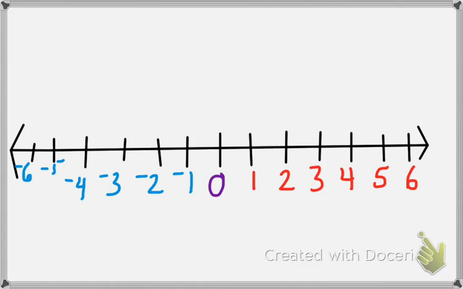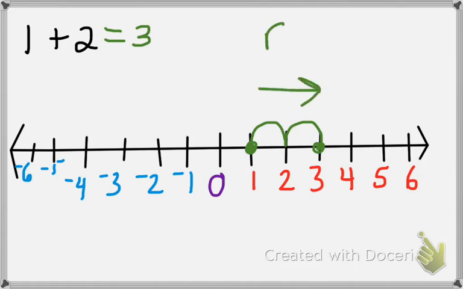Now, one thing that you have to know is this. Let's just say we are adding 1 plus 2. The first thing that you would do in this case, you would go to 1. Plus 2. 1, 2. We land at 3. In which direction did we go to add 2? To the right.